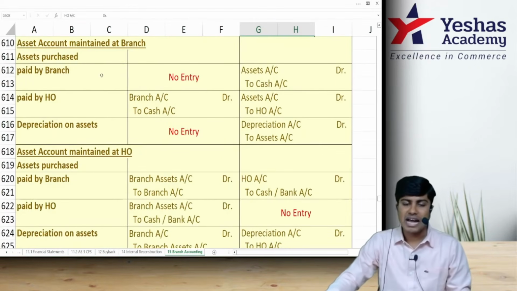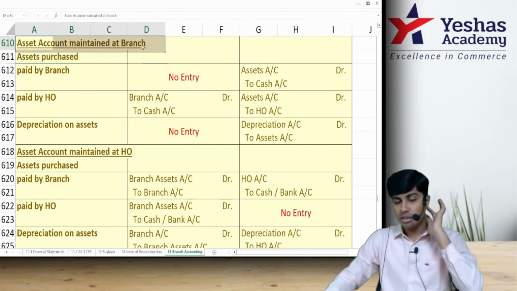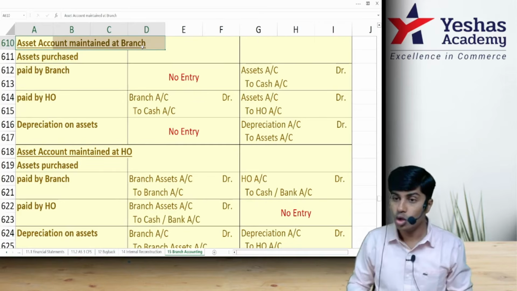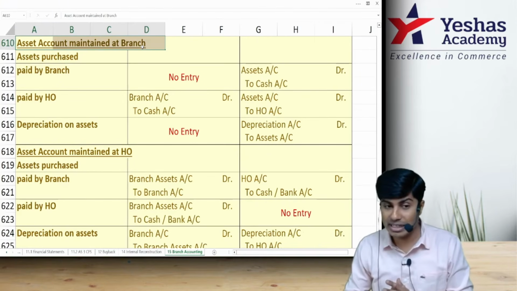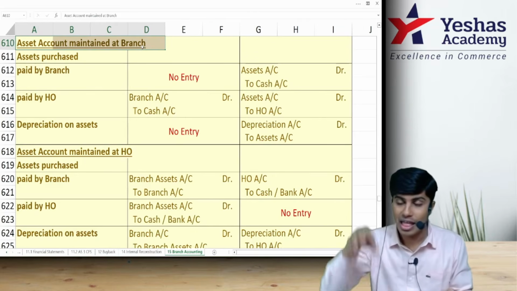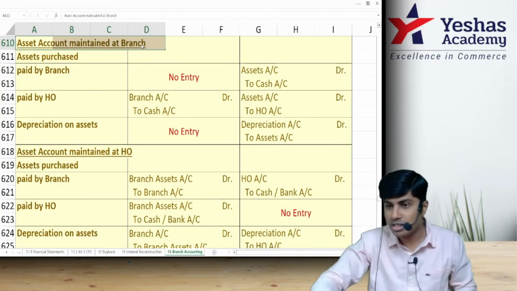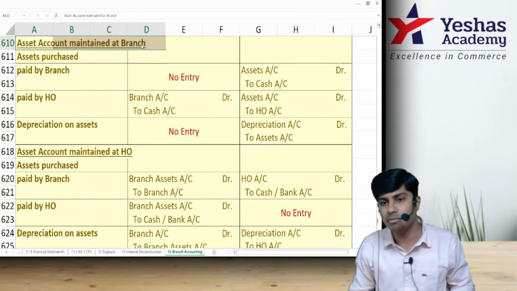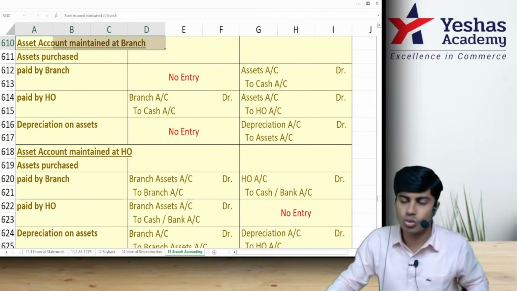Going further, assets are maintained at branch. The branch can say, I am incompetent to maintain asset entries, you maintain the asset. When I say maintain assets, head office is maintaining the asset ledger, not the asset. The asset is installed at the branch and used by the branch, but the ledger account of the asset is maintained by head office. In that case, what would be the entries?